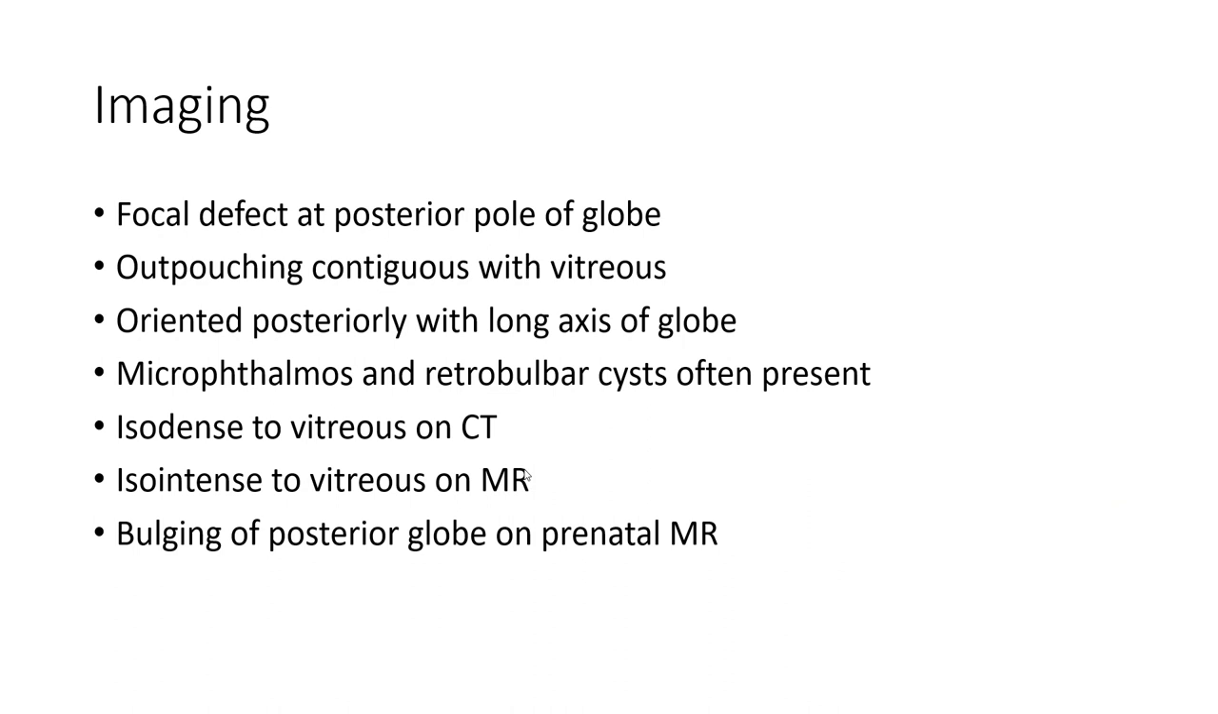Imaging shows a focal visual defect at the posterior fold of the globe, continuous with the globe, with wedges oriented posteriorly along the long axis of the globe. Microphthalmos and erythrobulbosis are often present. Nicer than to wedges on CT, nicer intent to wedges on MR, bulging of the posterior globe on prenatal MR.